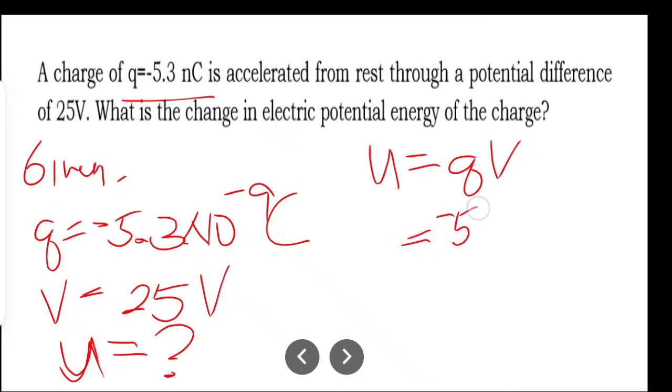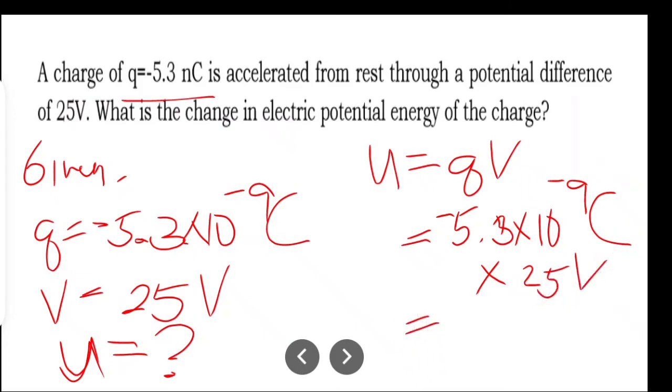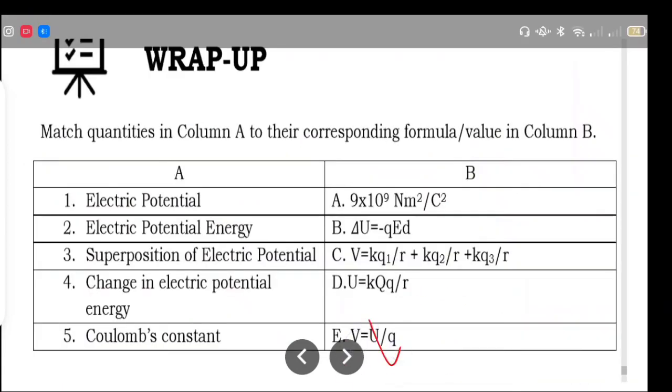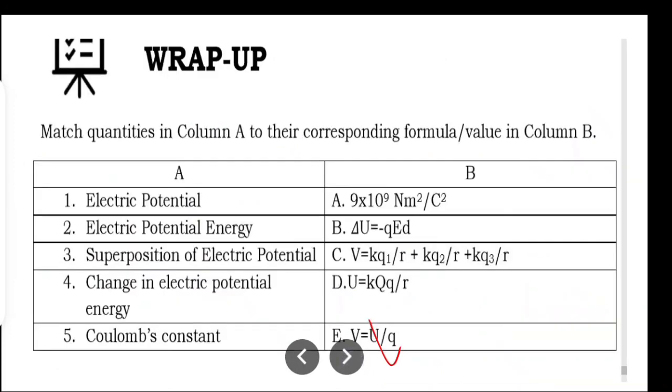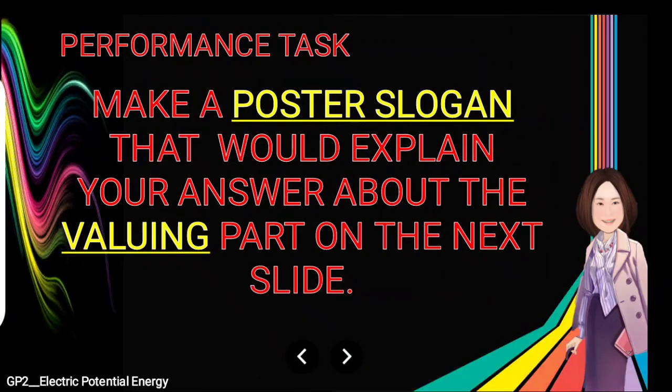Substitute it: negative 5.3 times 10 raised to negative 9 coulomb times 25 volts. So this will be equivalent to negative 1.35 times 10 negative 7 joules. So this will be the answer for the electric potential energy. Okay, so for today's lesson, we've discussed electric potential difference, electric flux, superposition.